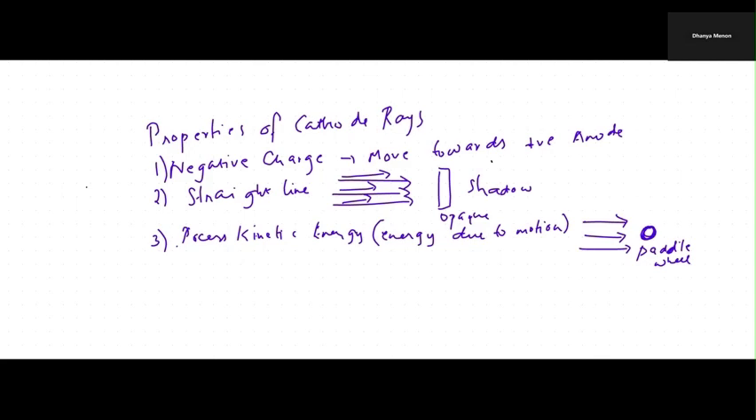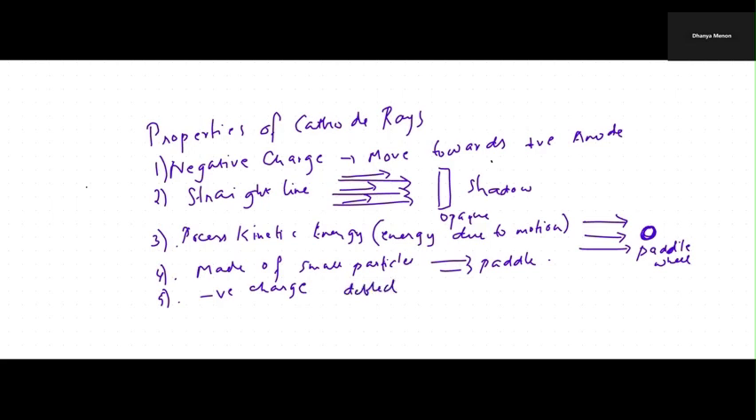Okay. Now, these cathode rays are made of small particles, because these cathode rays were hitting the paddle. This shows that the cathode rays are made up of very small particles. Now, the fifth one, they have negative charge. First reason is because they move towards the anode. One more reason is that they are deflected towards the positive plate in an electric field. That means when an electric field is applied, they are deflected towards the positive plate, showing that they are made up of negatively charged particles.